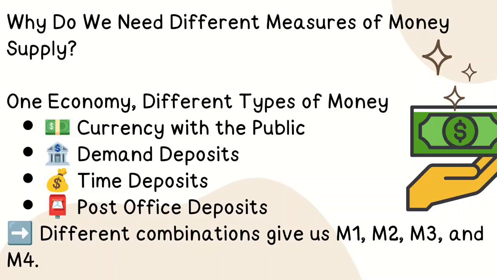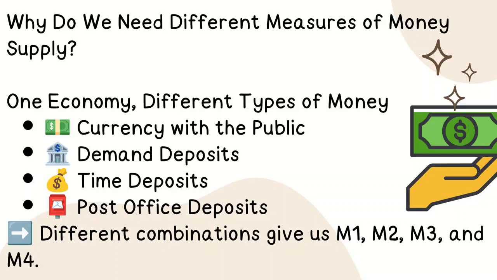This introduces us to a very important word in economics, liquidity. You must have heard this word in accountancy also. Liquidity means how quickly an asset can be converted into cash or used for making payments without losing value. Cash has the highest liquidity. Demand deposits are also highly liquid. Time deposits are less liquid because they are meant to remain in the bank for a fixed period.